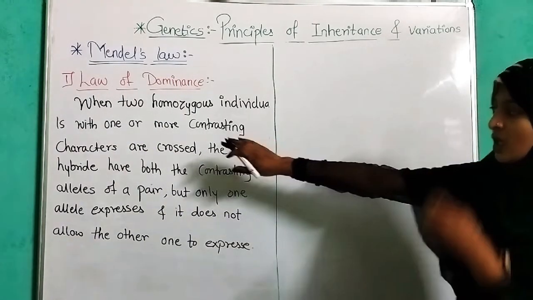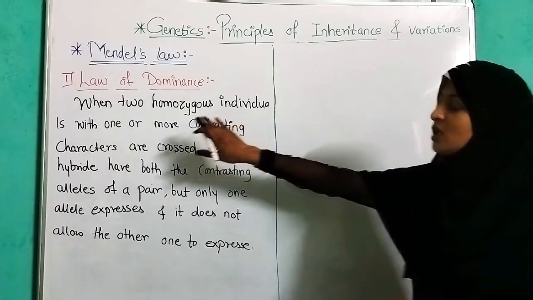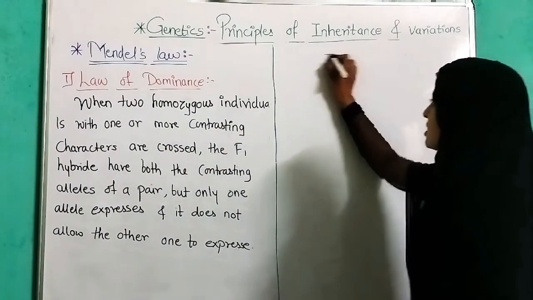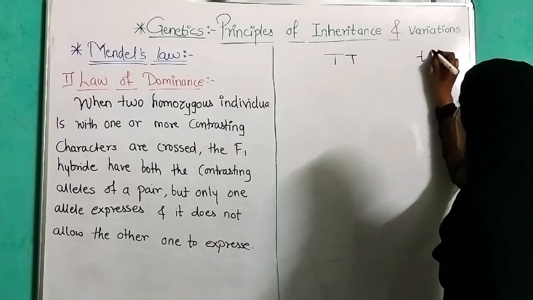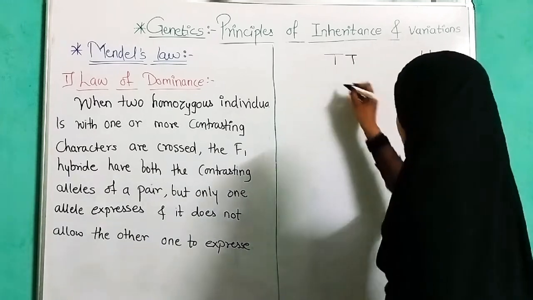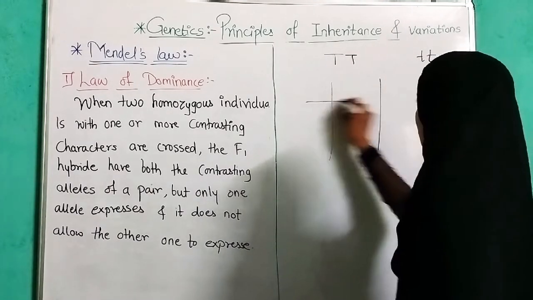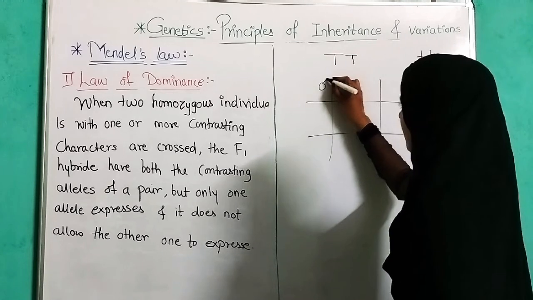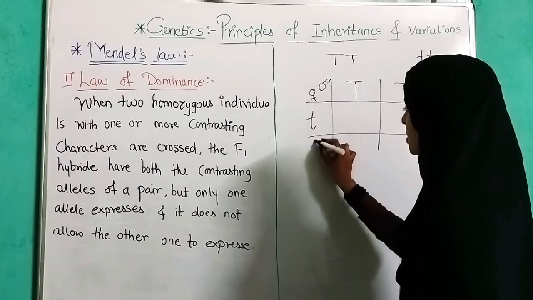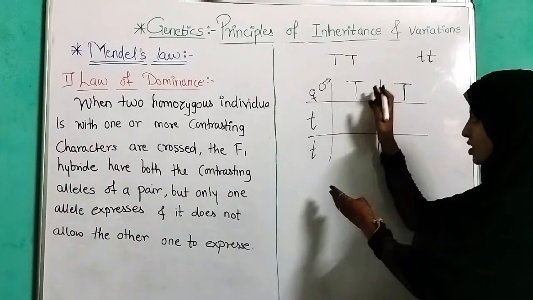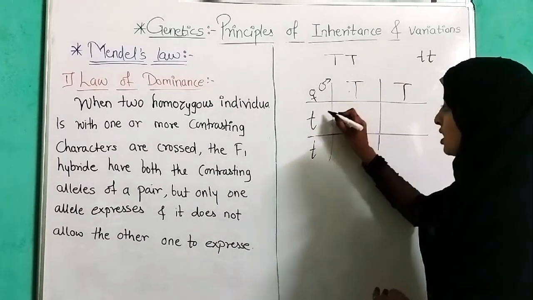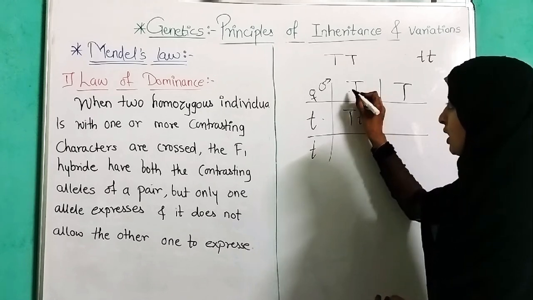Now see here, when two homozygous individuals with one or more contrasting characters are crossed, means capital T, small t, then the hybrid has both the contrasting alleles. Means we are going to draw a Punnett square. Your male and female parents both are there. Capital T, small t. Now we are crossing homozygous tall and homozygous dwarf. So what happens here? Capital T, small t in each box.